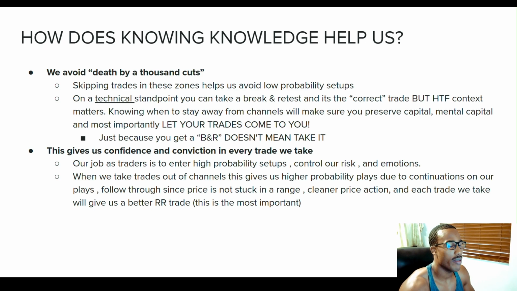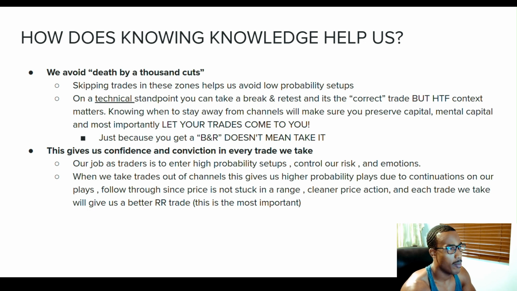Now, what happens when we avoid taking trades from these channels? It gives us confidence and conviction in every trade we take. Our job as traders: three things that I've said before, and I'll say it again. We have three important things as traders. These are our main things. To enter high probability setups, as we know, trading is not certainties, it's all probabilities. So our job is to enter the highest probability setups, control our risk, we are risk managers before we are traders, and lastly, control our emotions. The market does not care what your gut is telling you.